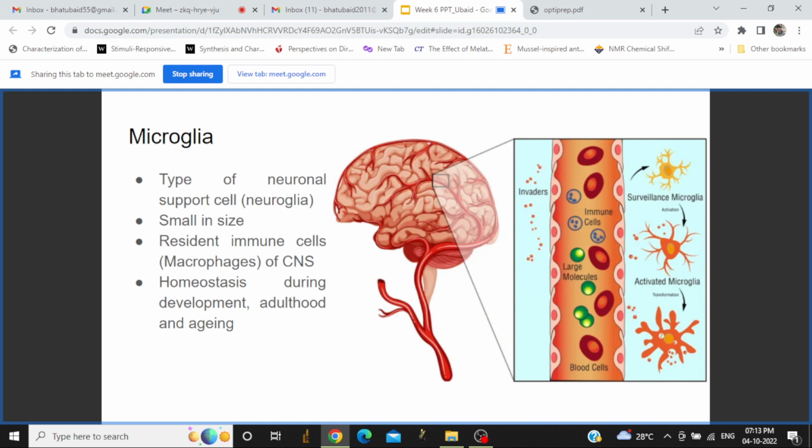They function as immune support cells, and they are the resident immune cells, or the resident macrophages of the central nervous system. They are present in the central nervous system itself. They do not migrate from the blood like other types of cells, like monocytes. Those can also migrate into the central nervous system, but microglia are the resident macrophages. They also have a role in homeostasis during development and also in the adult and aging phase of the central nervous system.